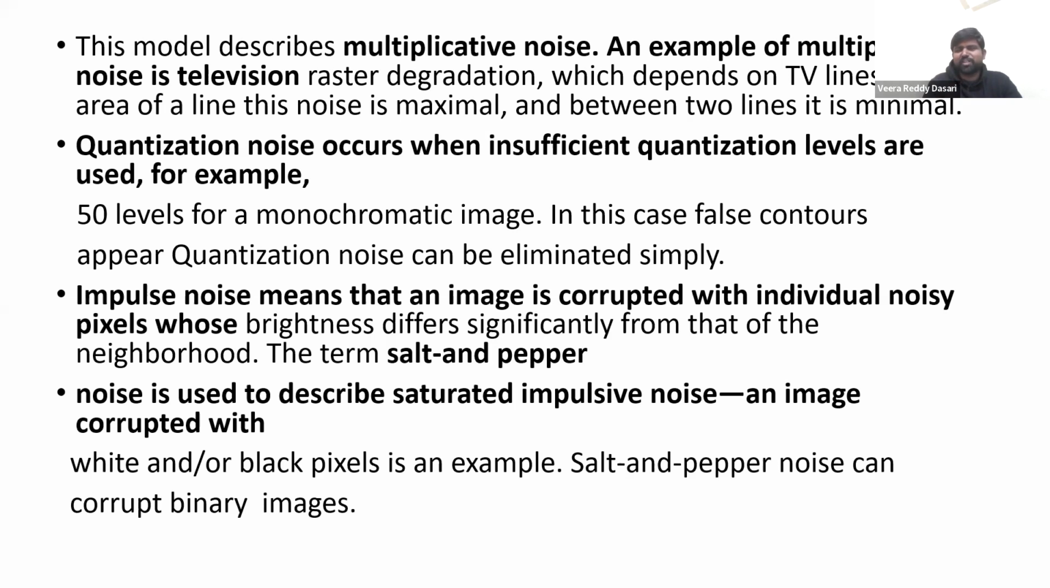While you are watching TV, if there is some signal problem, some degradation, some multiplicative noise, then you cannot see the picture very clearly. When the picture is appearing, you see horizontal or vertical lines on the image. This is a kind of multiplicative noise, and that is an example in television, raster degradation.